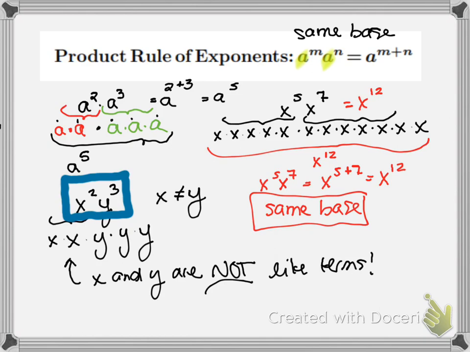So let's say we have a cubed times a to the fifth times 2 cubed times 2 squared. Let's see if we can simplify this. Okay. So here, right, we have the same base, a and a, so we can rewrite this as a to the 3 plus 5.